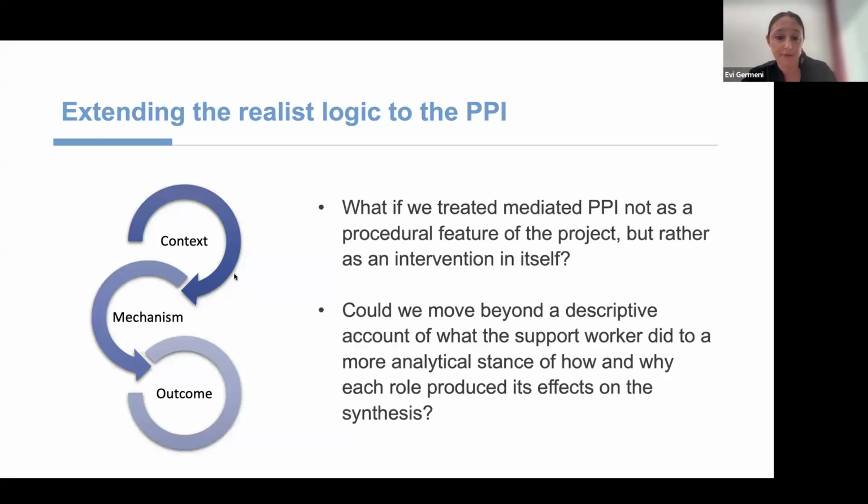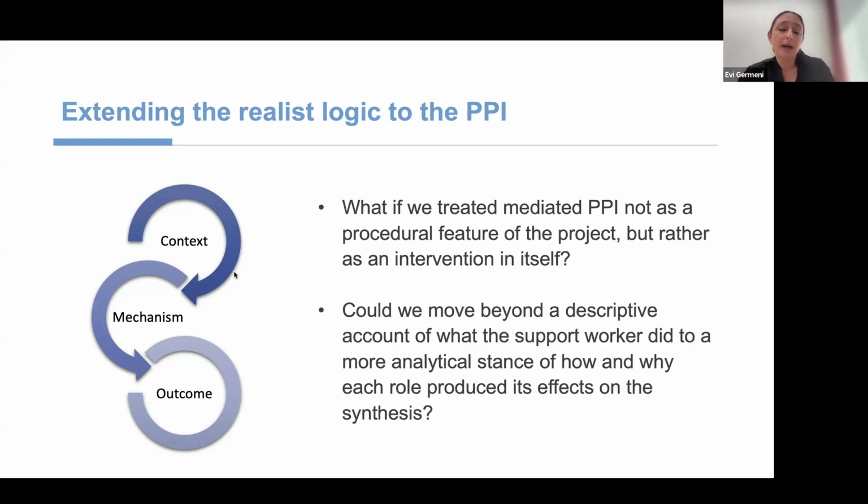First, I believe that if realist thinking is appropriate for unpacking the complexity of lifestyle modification interventions in adults with intellectual disabilities, then it is also appropriate for unpacking the complexity of involvement practices that shape what we conclude about them. Second, doing so, I am hoping to move beyond the descriptive account of what the support worker did to a more analytical or reflective stance of how and why each role produced its effects on the synthesis, including effects that we did not anticipate.